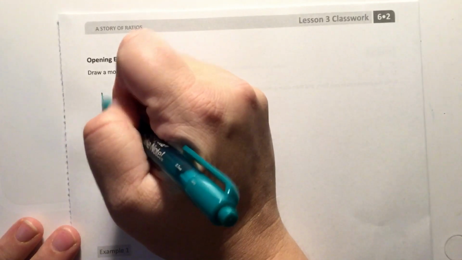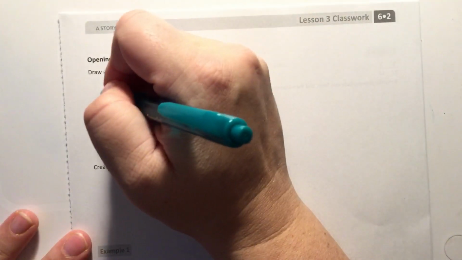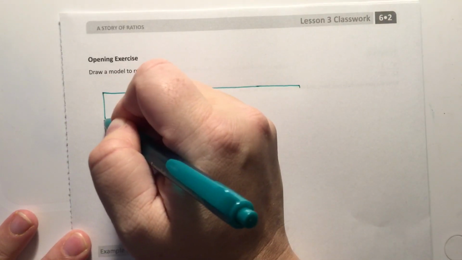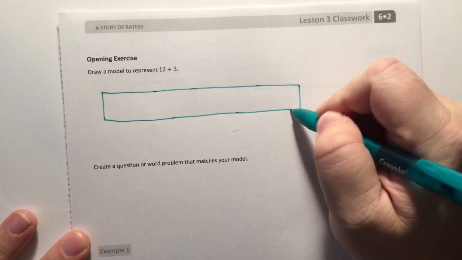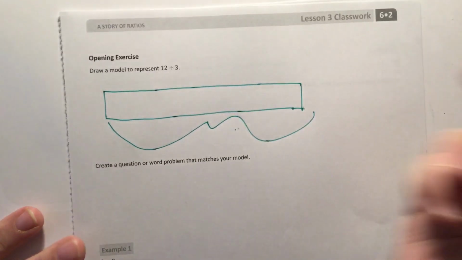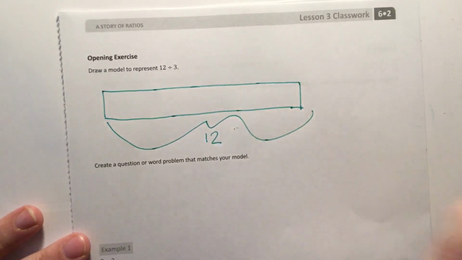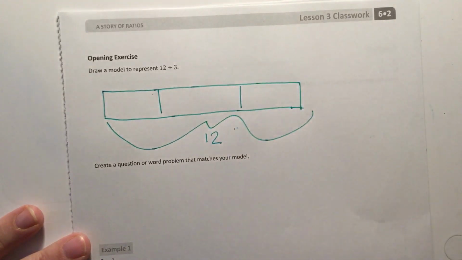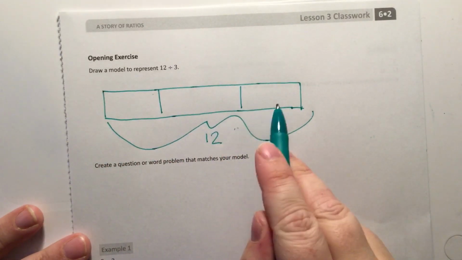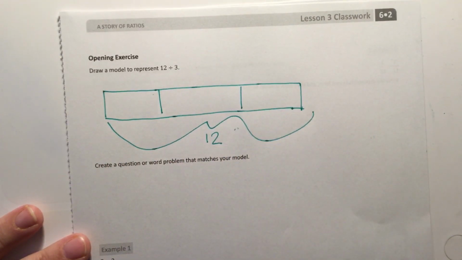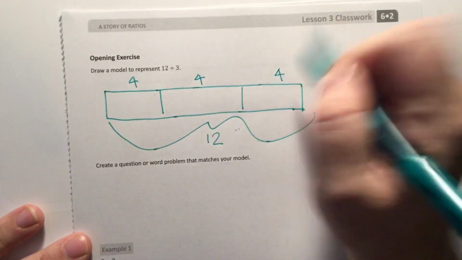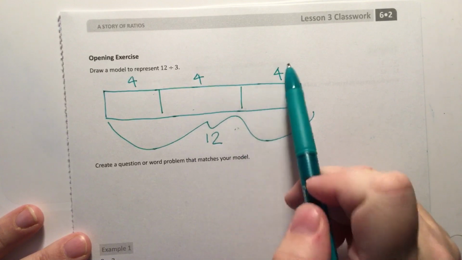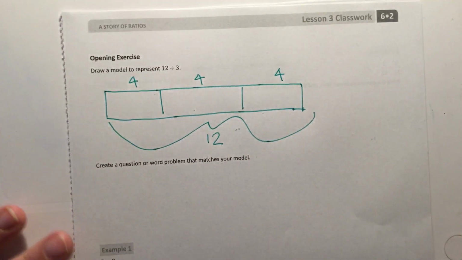So we're going back to our tape diagrams again. I know some of you are so excited. So here we go. Here's our tape diagram. We know that this here is 12, and we're dividing it into 3 pieces. 1, 2, 3. How many is in each box? 4. So if we have 4, 4, and 4, that is 12.